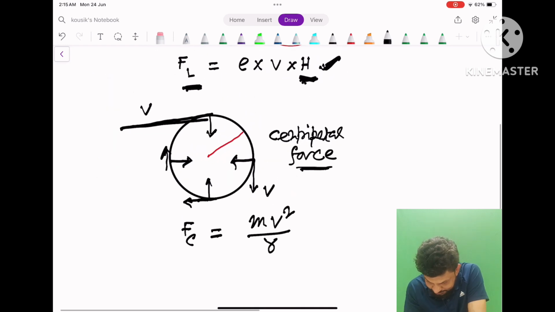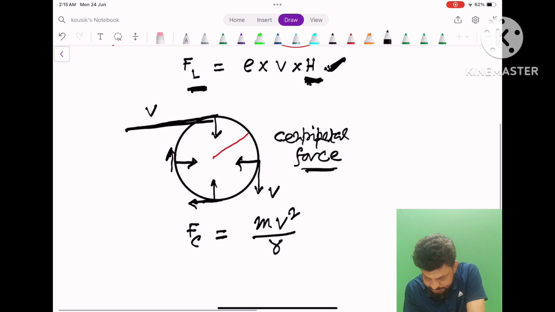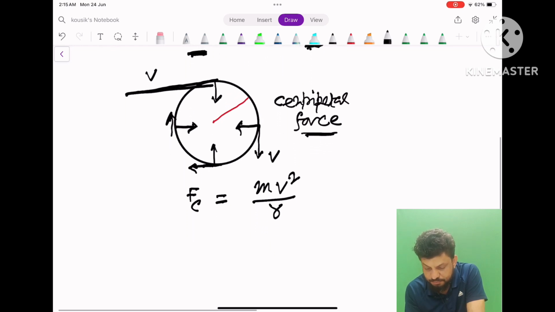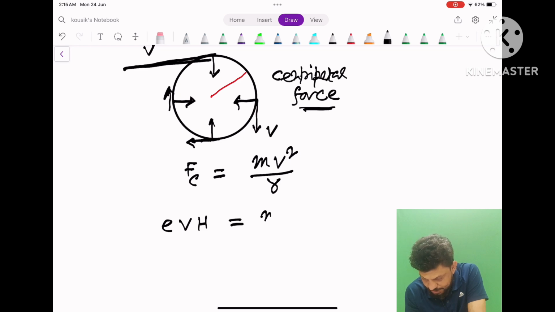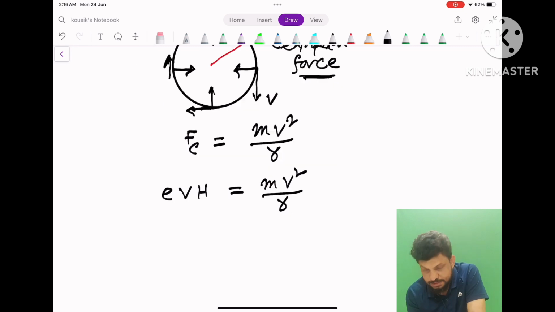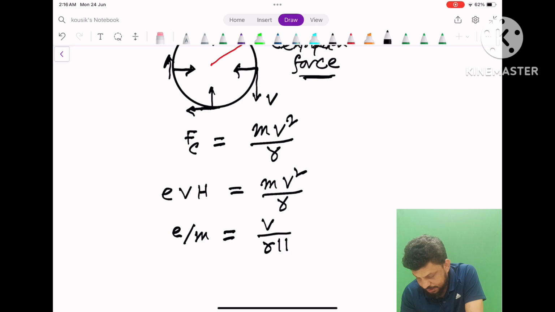We can say that the Lorentz force equals the centripetal force, that is, EVH equals m v square divided by r. From this expression, we can easily extract the E by m value. So, E by m equals V divided by RH.